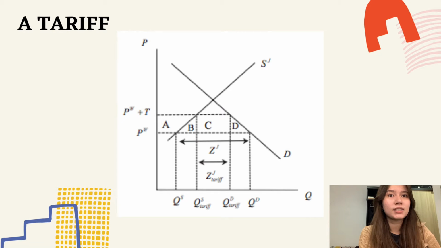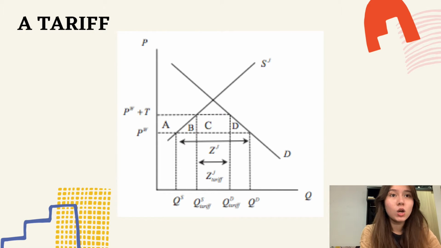Suppose then that the Japanese government imposes a specific tariff of T on its imports of rice from Vietnam. This raises the domestic price of the imported product above the world price to PW plus T. In the case of Japanese rice, the domestic price is many times larger than the world price. Japan's production of rice expands from QS to QS tariff. Domestic consumption of rice falls from QD to QD tariff. Imports fall from ZJ to ZJ tariff. The tariff has suppressed the importing relationship of Japan with Vietnam.